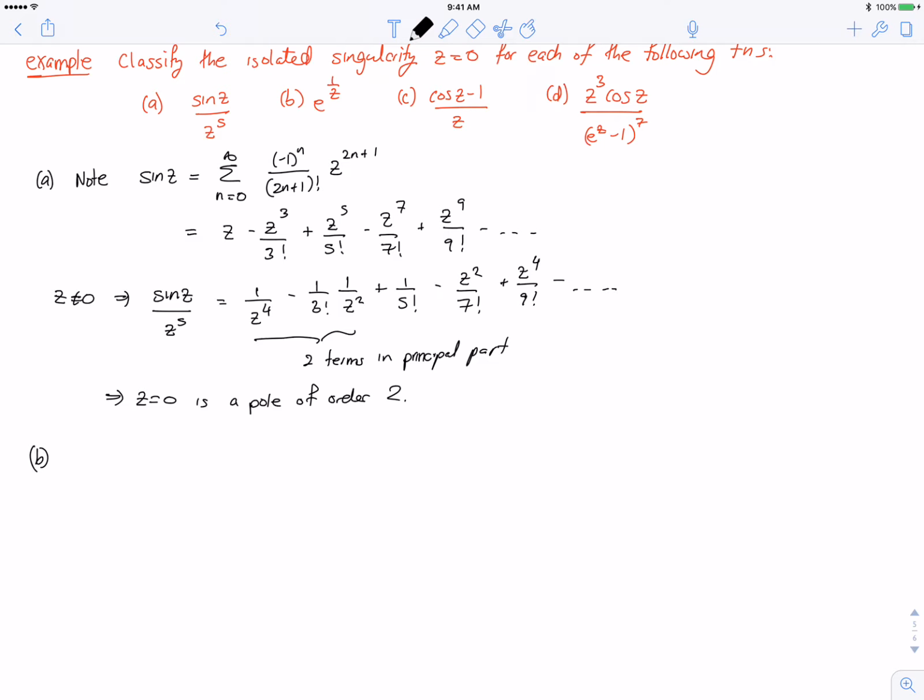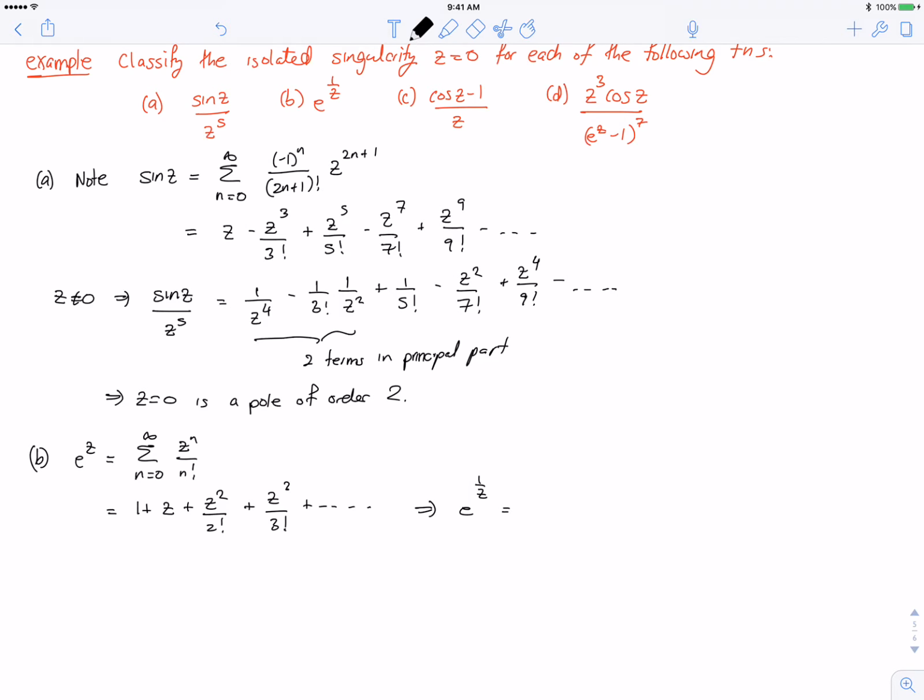Again, we know the Taylor series for e to the z. We know that e to the z equals the sum from n equals 0 to infinity of z to the n on n factorial, which equals 1 plus z plus z squared on 2 factorial plus z cubed on 3 factorial plus etc., etc. And it goes on forever, and this, by the way, converges for all z as well. So now, if I replace z with 1 over z, what do I get?